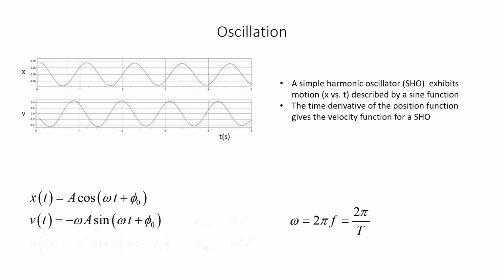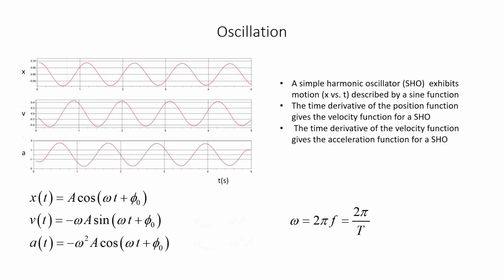We can find the velocity function for a simple harmonic oscillator by taking the time derivative of the position as a function of time. Taking the time derivative of A cosine omega t plus phi 0 gives us minus omega A sine omega t plus phi 0. We can find the acceleration by taking the time derivative of the velocity function, giving us the acceleration as a function of time: minus omega squared A cosine omega t plus phi 0.